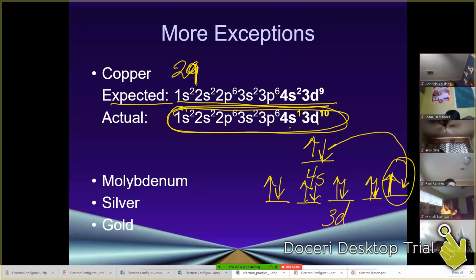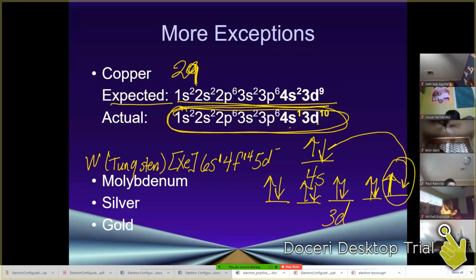Then some other ones that have some exceptions are molybdenum, silver, gold, and also W, which is tungsten. So tungsten, its true electron configuration, I'm just going to do the noble gas, is 6s1 4f14 and 5d5. You can see this 6s, one of those electrons has come over to that 5d to make that 5d at least halfway full.